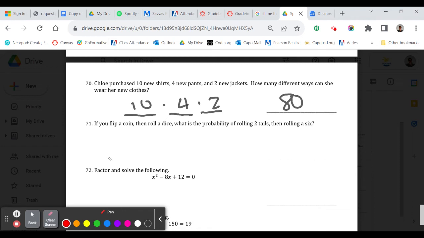Okay, probability of flipping a coin, then rolling a die, but you flip 2 coins. So that's going to be tails, 1/2, tails, 1/2. Rolling a 6, 1/6. 2 times 2 is 4 times 6. That's 1 over 24.